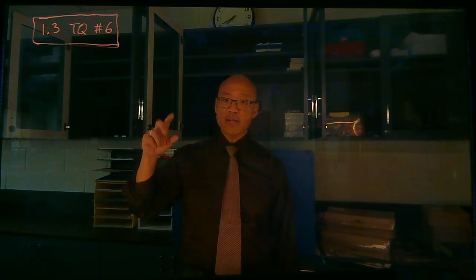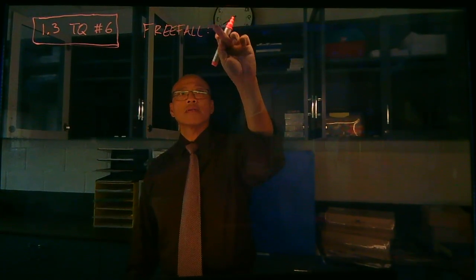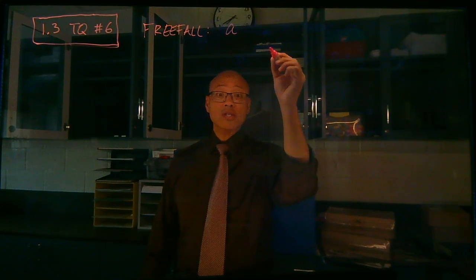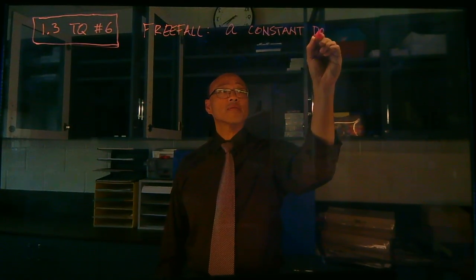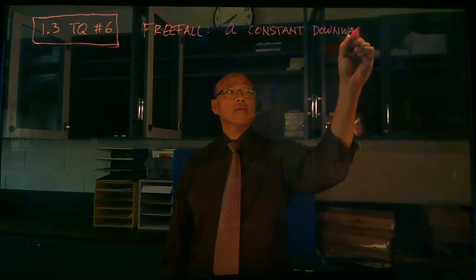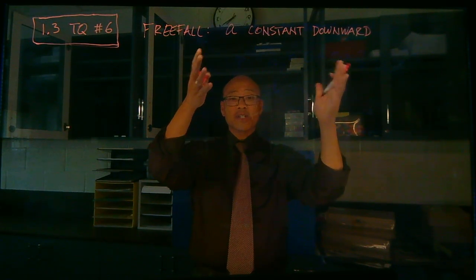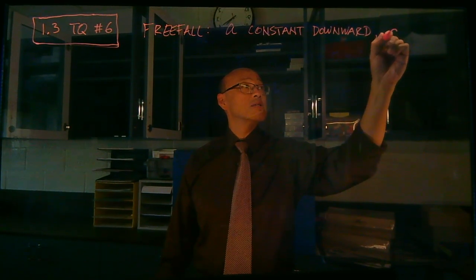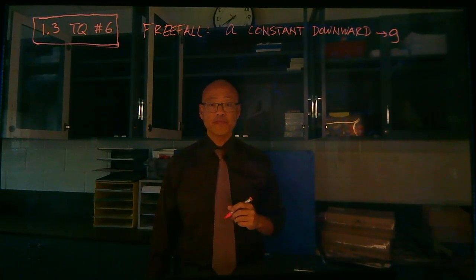When we drop something, when you think free fall, until further notice, free fall just means my acceleration is constant and it's downward. The force that does this, a common force that does this, is gravity. So we often use little g to represent a downward acceleration due to gravity.